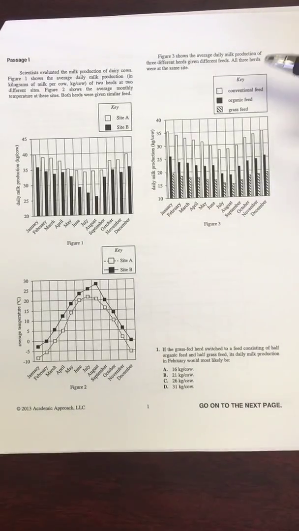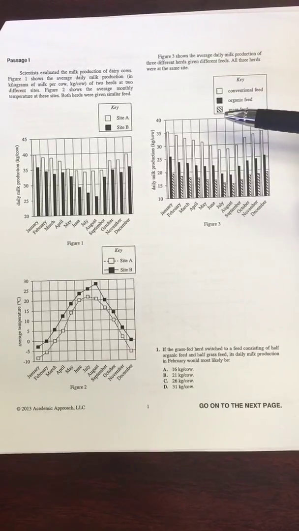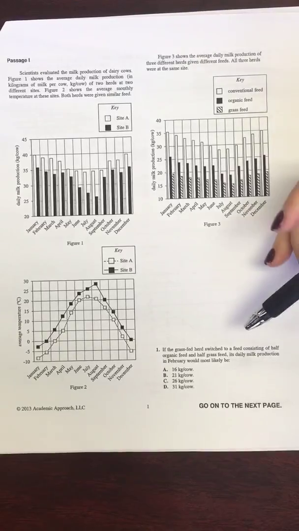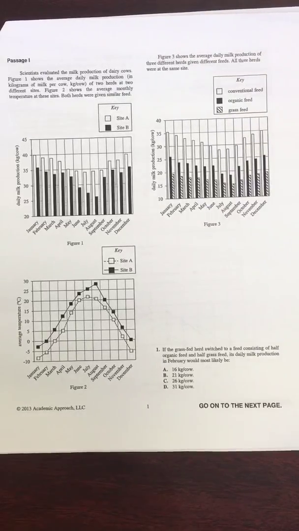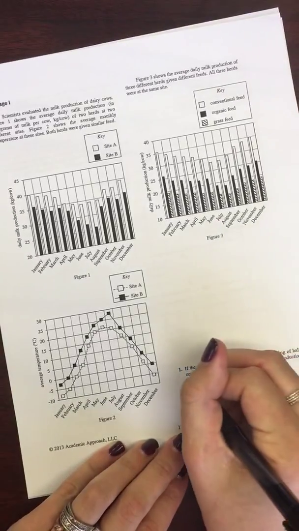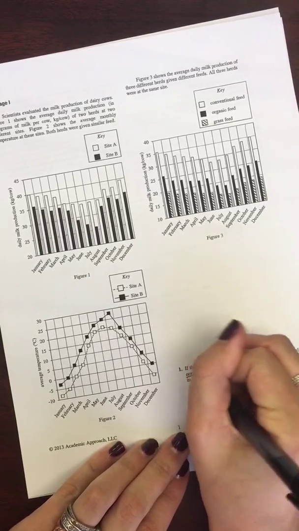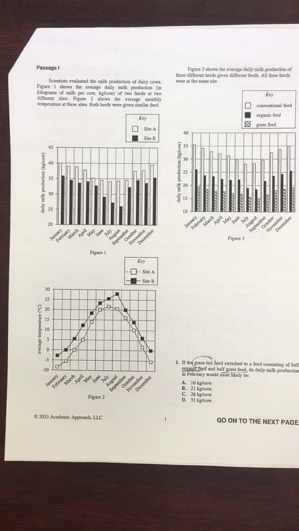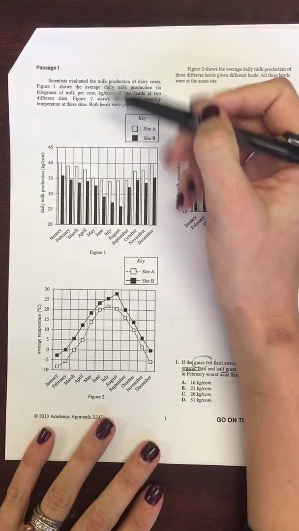Okay, so let's go through this passage together. This is the second exit ticket for week 1. So the first question: if the grass-fed herd switched to a feed consisting of half organic and half grass, its daily milk production in February would most likely be. So let's look at what these show.